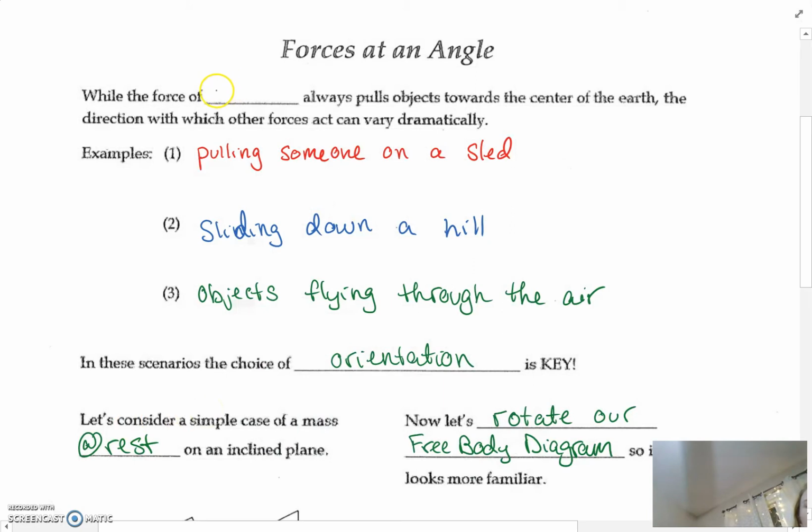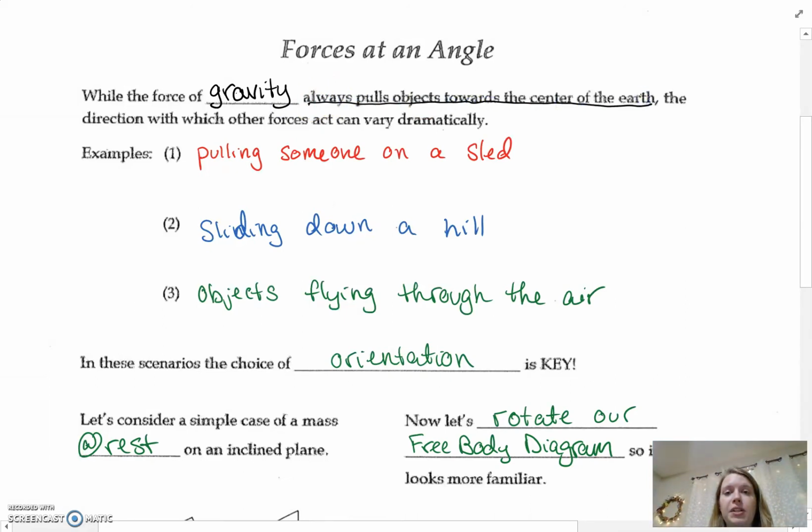So the force of gravity is really like our only constant when it comes to forces. Gravity, the force of gravity, will always pull objects downward towards the center of the earth. So that is a force that will always be drawn the same way. But other forces can really vary dramatically. I think in one of the classes we talked about holding a book against a wall, and that's another case that I didn't even think of besides these three cases.